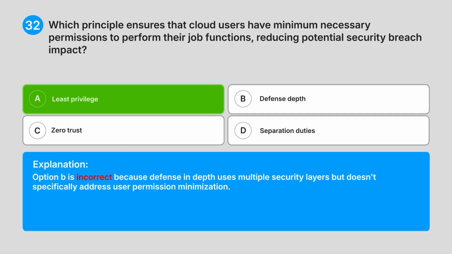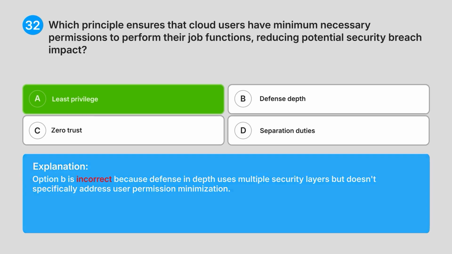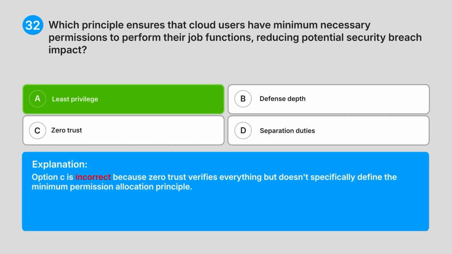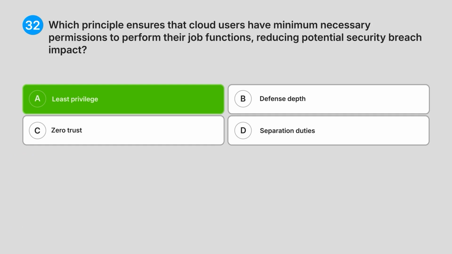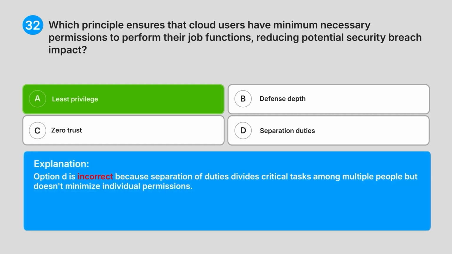Option B is incorrect because defense in depth uses multiple security layers but doesn't specifically address user permission minimization. Option C is incorrect because zero trust verifies everything but doesn't specifically define the minimum permission allocation principle. Option D is incorrect because separation of duties divides critical tasks among multiple people but doesn't minimize individual permissions.